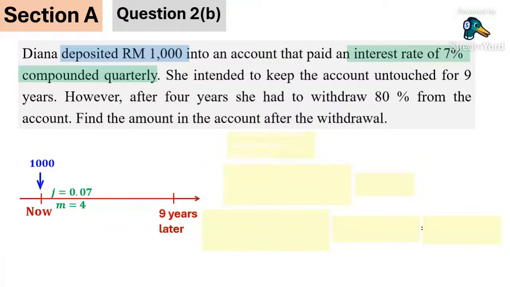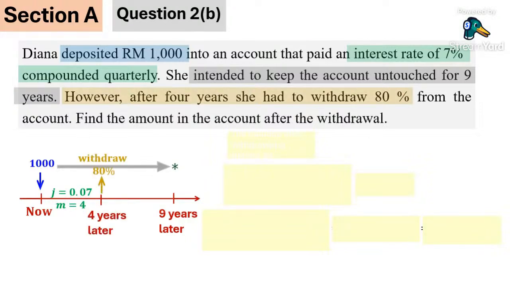Next, what is being told initially is that she intended to keep the account untouched for 9 years. So at first, she planned not to have any transactions for 9 years. No money in, no money out for 9 years. However, after 4 years, she had to withdraw 80% from the account. So unfortunately, something happens. She had to withdraw 80% of the savings after 4 years. And now find the amount in the account after the withdrawal.